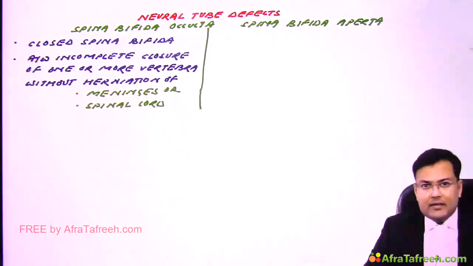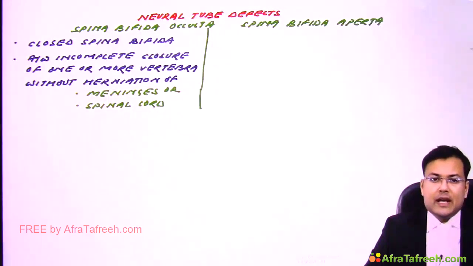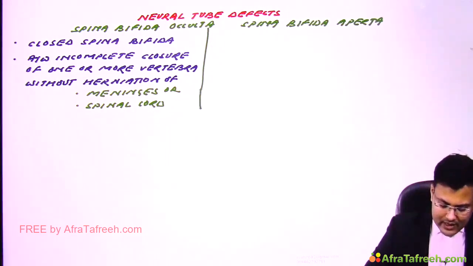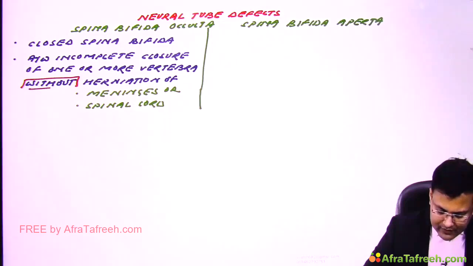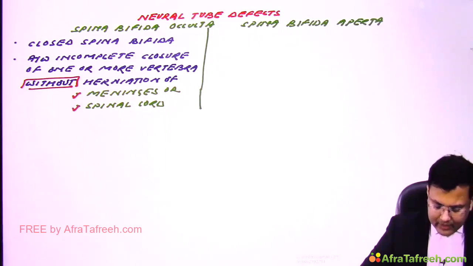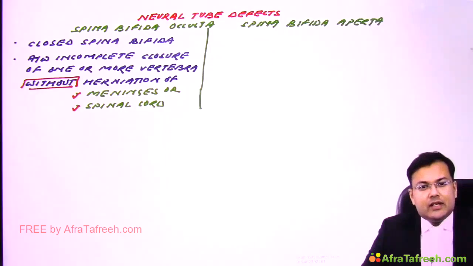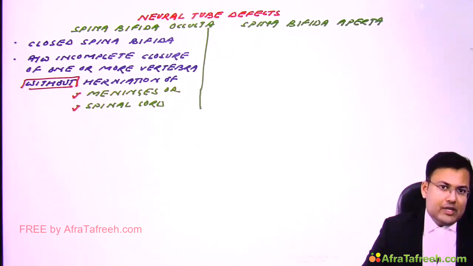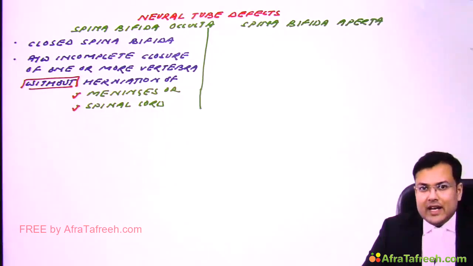So in spina bifida occulta, since it is closed spina bifida, there is incomplete closure of one or more vertebral arches. But what happens? There is no herniation of meninges or spinal cord. So it is associated with incomplete closure of one or more vertebra without any herniation of meninges or spinal cord.